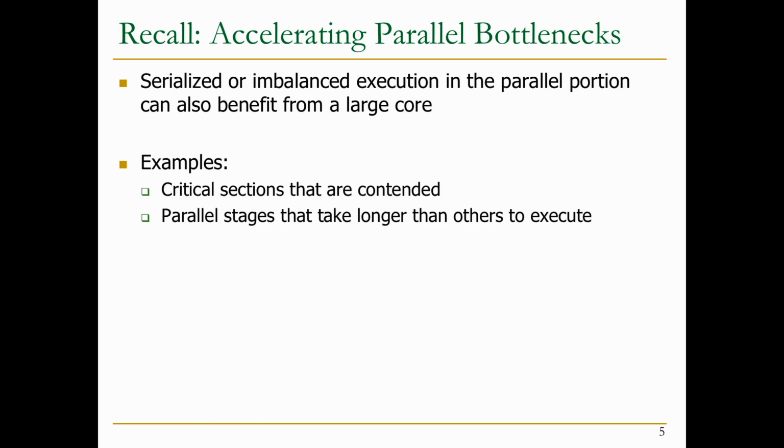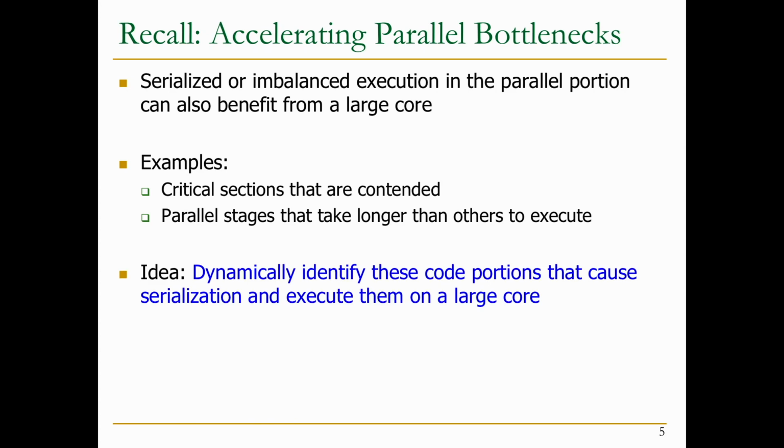So examples are critical sections that are contended and parallel stages that take longer than others to execute. And we were going to dynamically identify these code portions that cause serialization and execute them on a large core. Basically prioritize them somehow, accelerate them somehow. So executing them on a large core is one way of accelerating them. Prioritizing them in the memory scheduler is another way of accelerating them. Prioritizing them in the cache is another way of accelerating them. Ideally, we would like to do all of that, right? Because this is really the critical part of your code. The rest is not critical, at least at the moment. So maybe you should really be focusing all of your resources to get this code done quickly so that it doesn't become the bottleneck anymore.